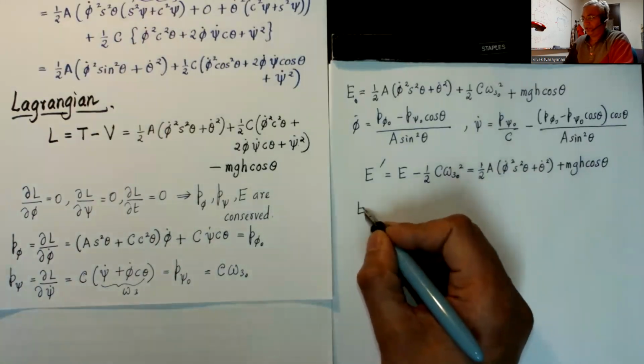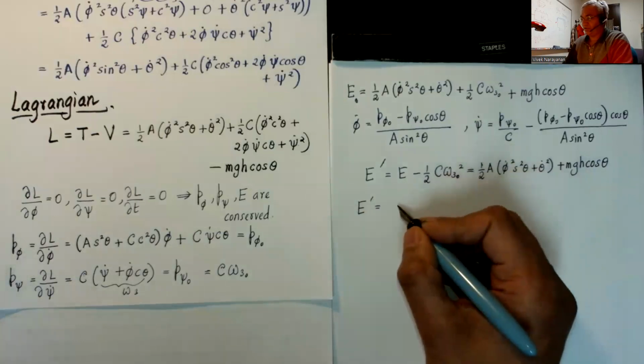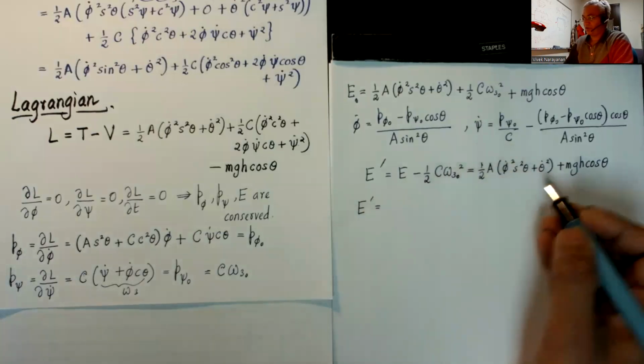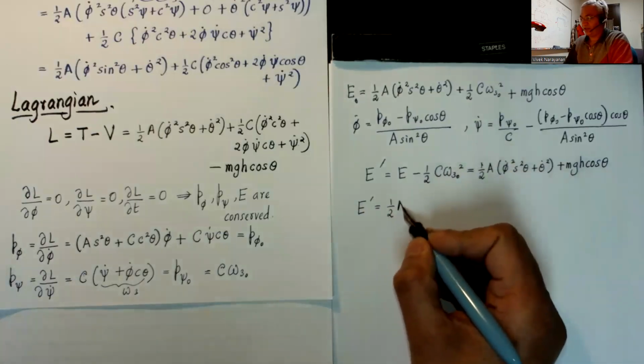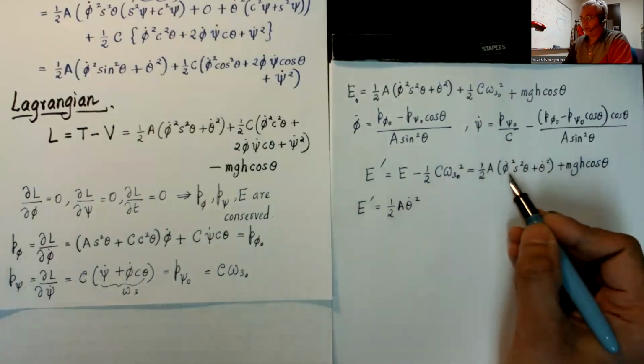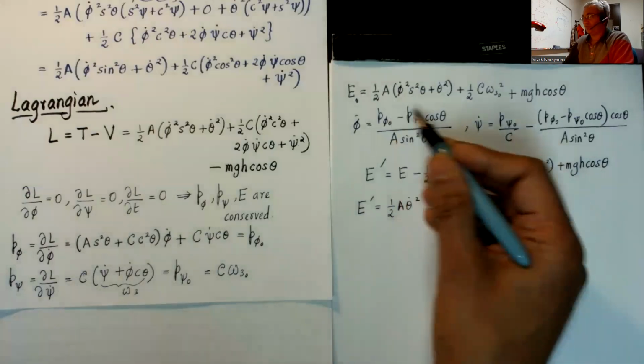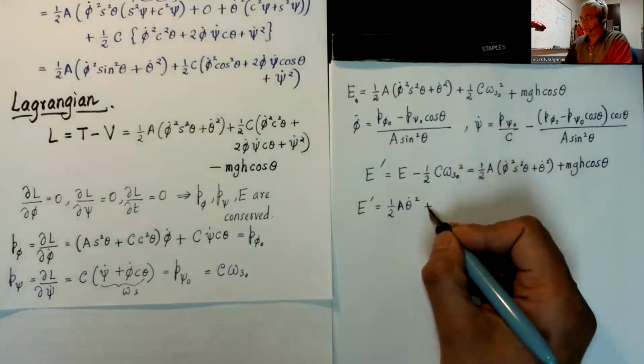So the energy E prime, which is a constant, is going to have that term 1/2 A theta dot squared. And now for phi dot squared, I'm going to substitute this. Big mess.